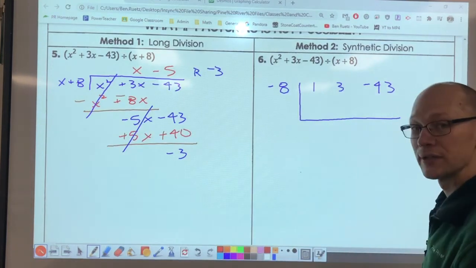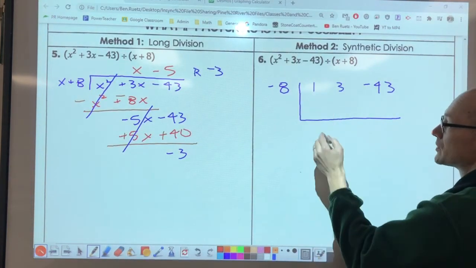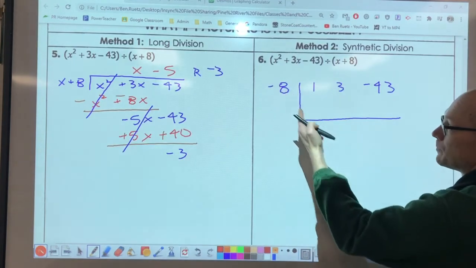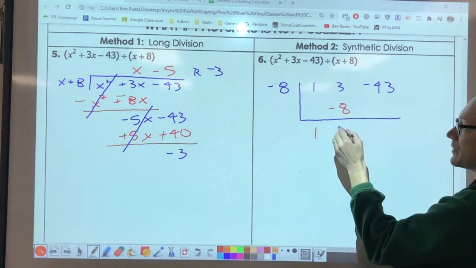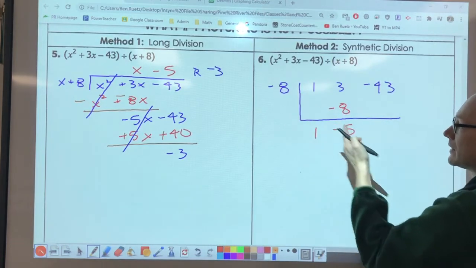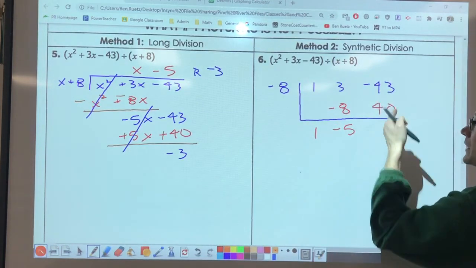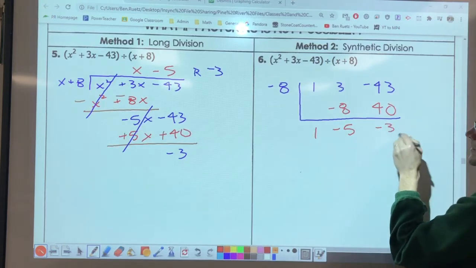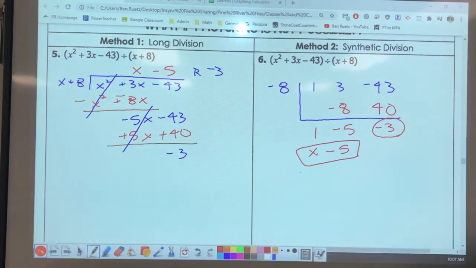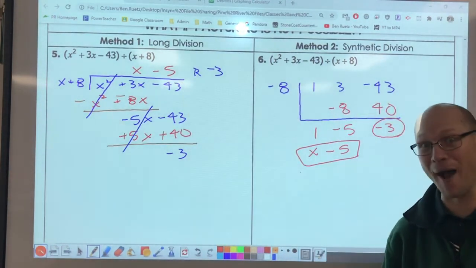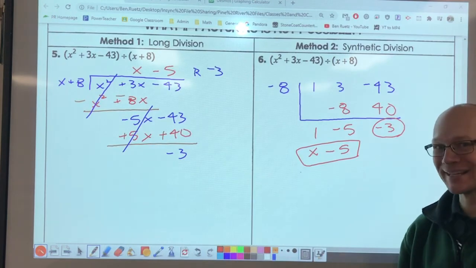And because it's the opposite of this, whenever we do the multiplication, the subtraction is already built in. And this is the process that they did. They bring the 1 straight down and multiply. -8 times 1 is -8. Then they add these together, get -5. -8 times -5 is 40. They add these together and get -3. That's your remainder. This is x minus 5. And there's our answer. X minus 5, the remainder of -3. Wow, that is really slick.